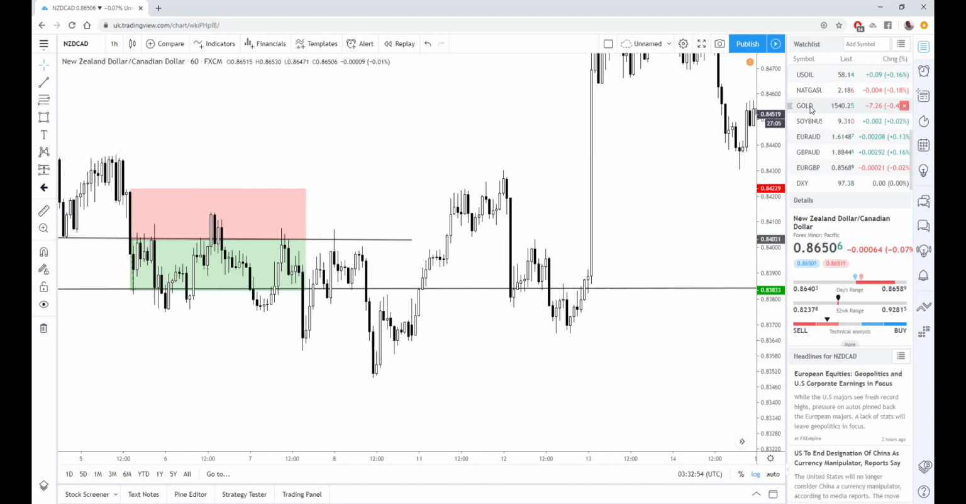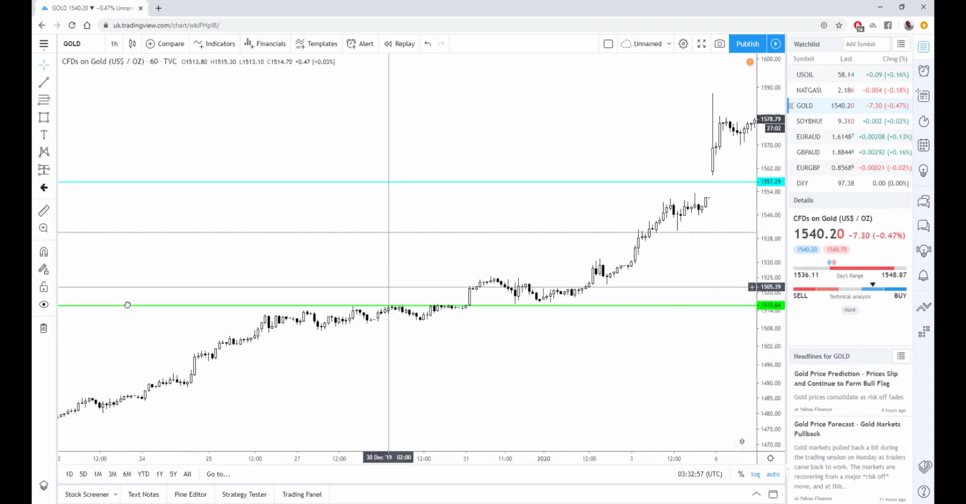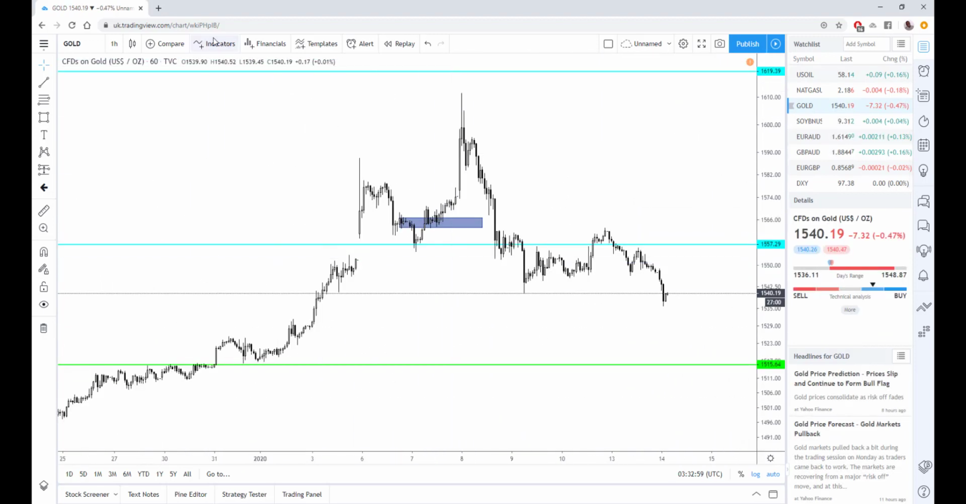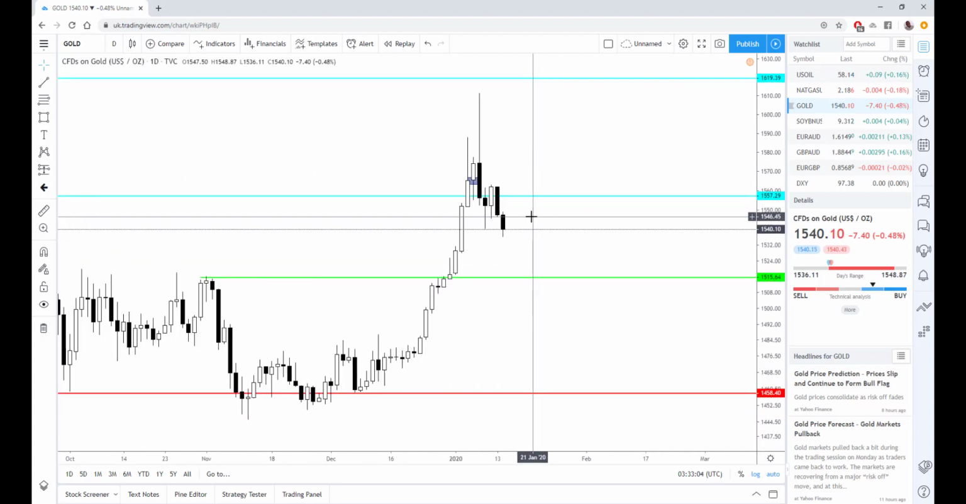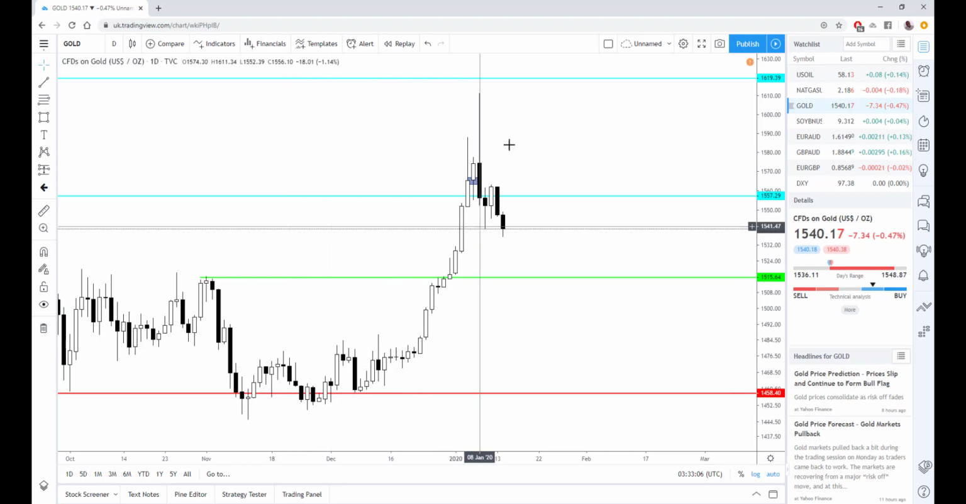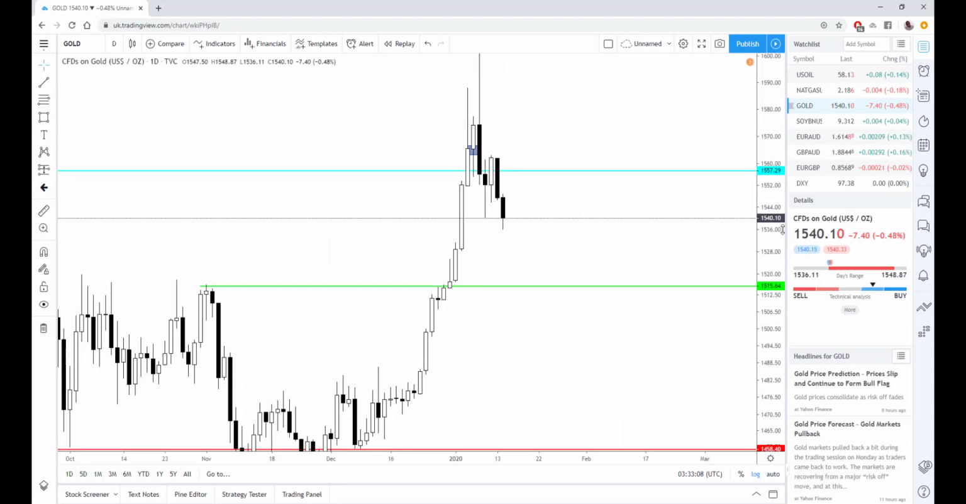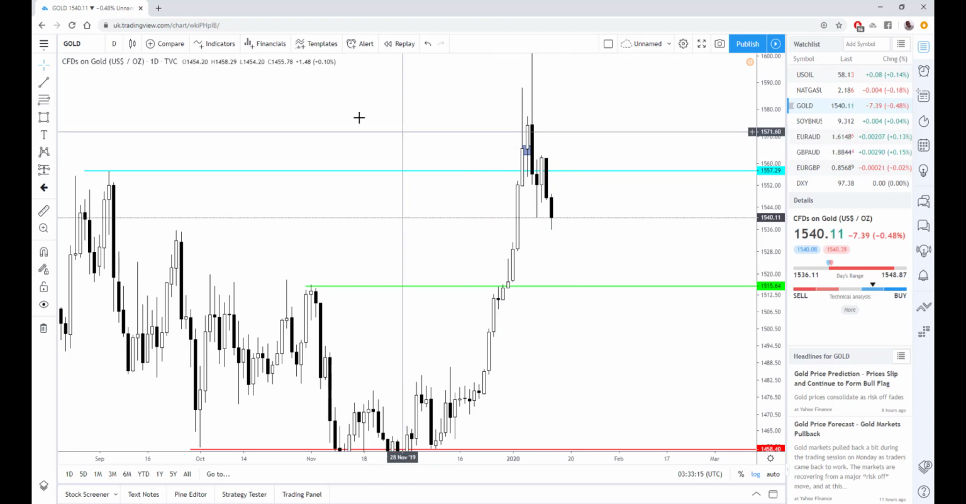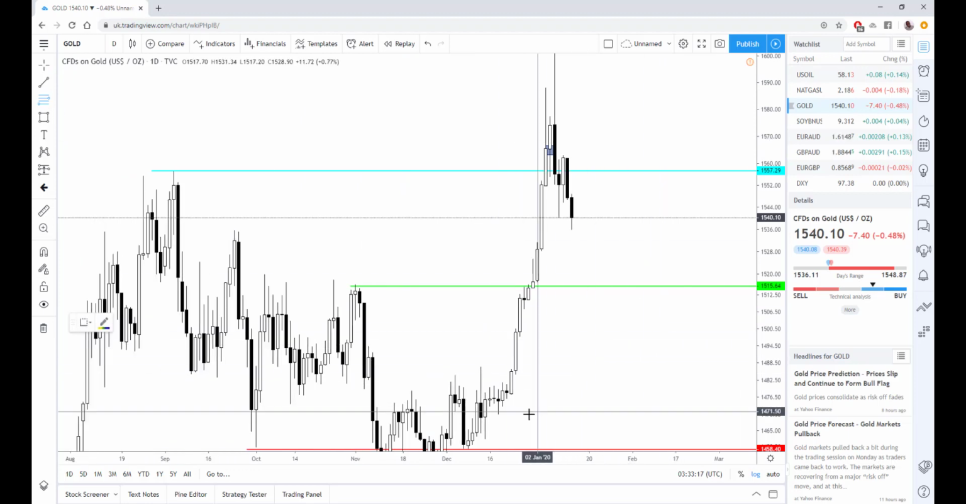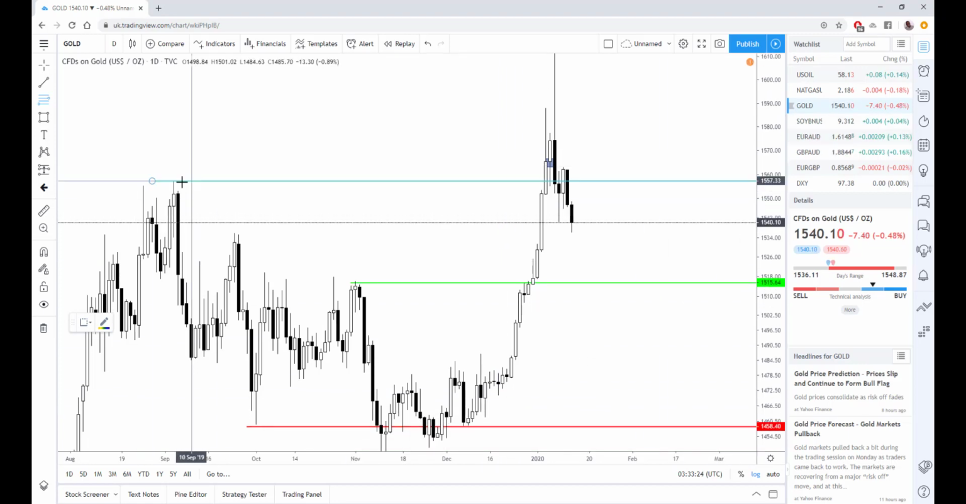Let me go on to a good one, which is this pair, gold, because I felt gold has such a potential, right? So let's look at gold and see what gold did, because gold is looking like it wants to give a good swing to the downside, which I predicted. After going above this high, we want it to come back down.